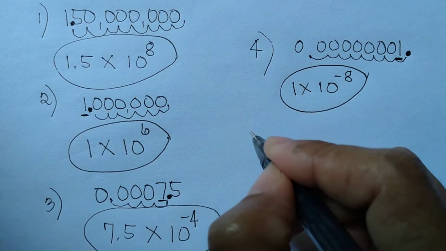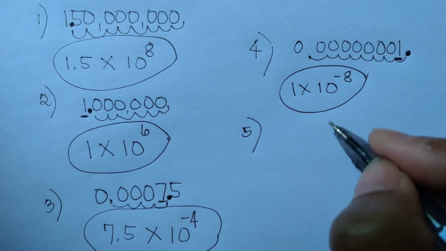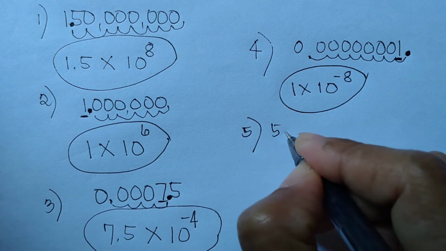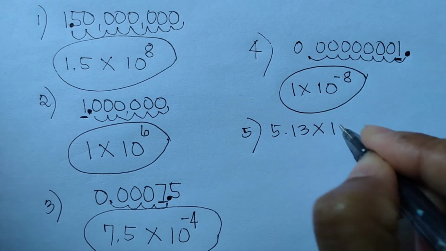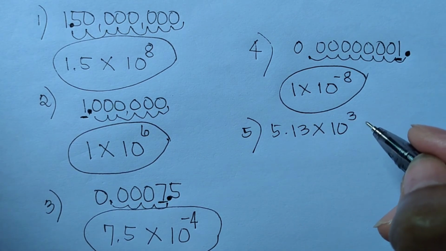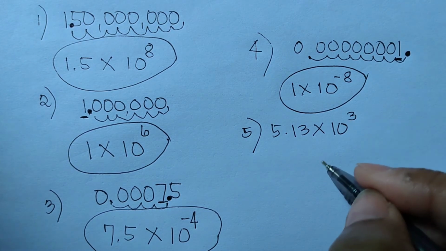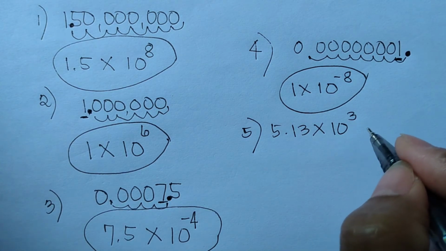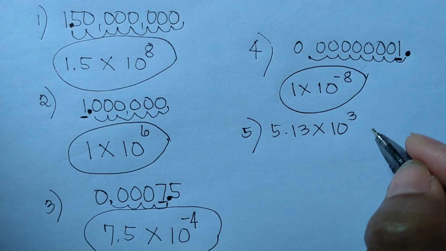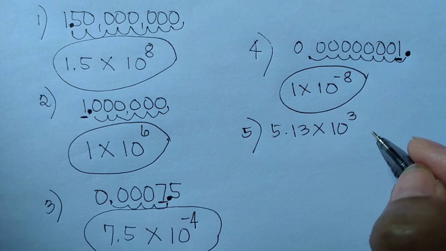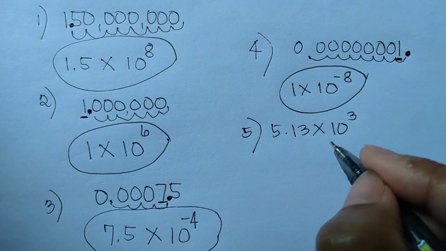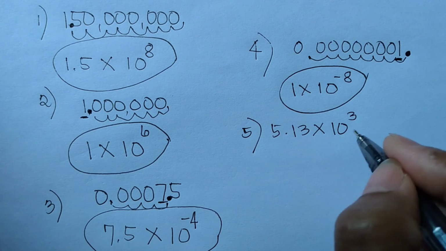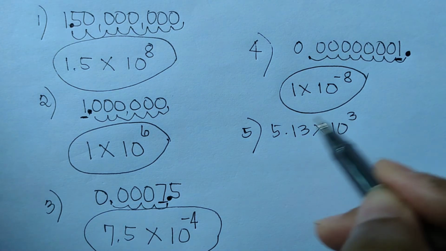Okay. Another example. We have 5.13 times 10 to the third power. 5.13 times 10 to the third power is the speed of sound in meters per second. So that actually is very fast. Now let's change this into standard form. This is in scientific notation form.